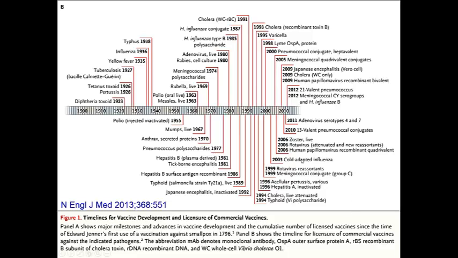I won't go through the remainder of this timeline, but you can see that there have been a number of vaccine developments throughout the 20th century and on into the 21st century. We'll talk about some of these specifically. Some of the newer ones include human papillomavirus and rotavirus vaccine, which we'll talk about.